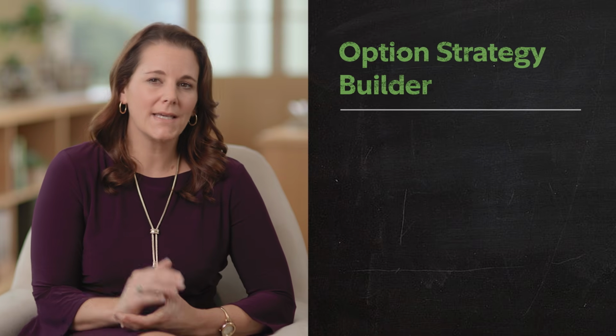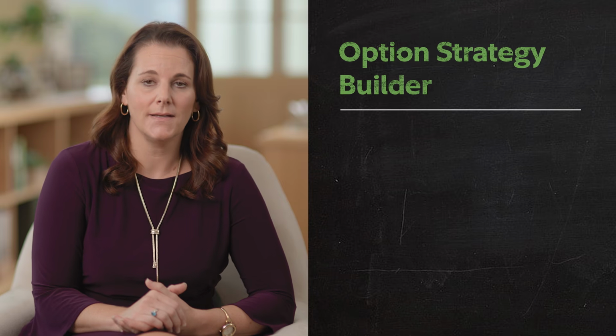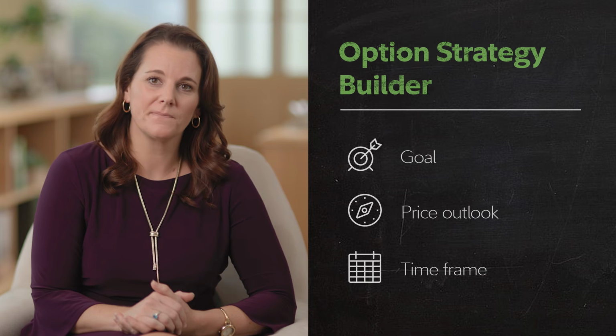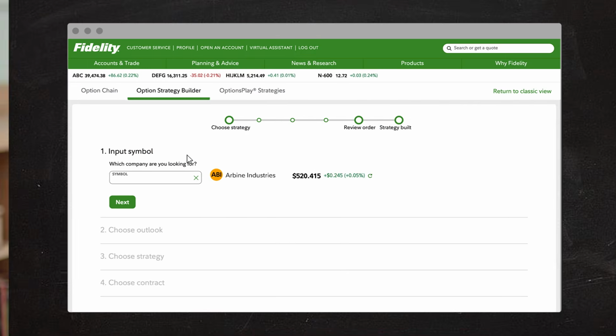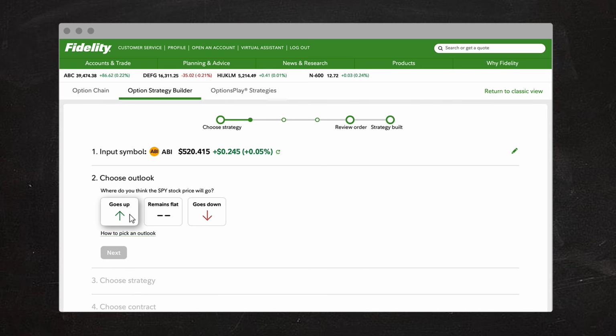This tool walks you through the key questions which we covered in our video on creating an options trading plan, such as what's your goal, what's your price outlook, and what's your time frame. And once you've answered those questions, the Options Strategy Builder can show you contracts that might be a good fit. Let's see how it works. Start by entering the symbol of the underlying investment you want. Next, the tool will ask you for your price outlook. That's whether you think the price of the underlying investment will go up, go down, or stay flat over the life of the options contract.